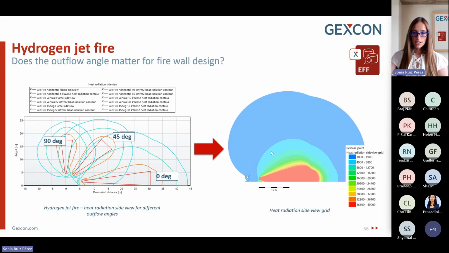We can also visualize the heat radiation side view, and this visualization is crucial for understanding the extent of damage. For instance, one key application of this visualization is in firewall design. The heat radiation contours help us identify the critical areas where a firewall should be placed for protecting infrastructure.